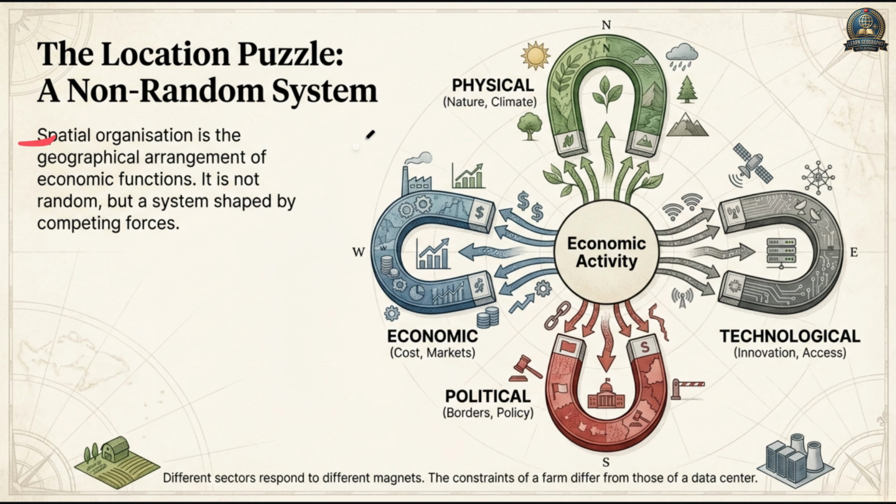Okay, what kind of forces? Physical forces like nature and climate, economic forces like cost and markets, political forces like borders and policy, and technological forces, for example, innovation and access. Different sectors respond to different magnets. The constraints of a farm differ from those of a data center.